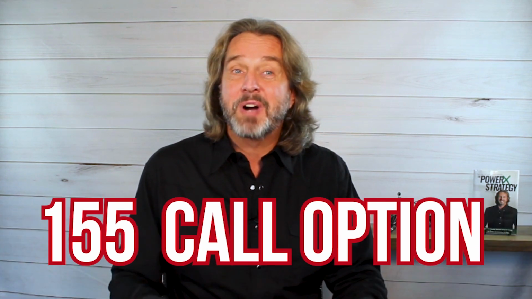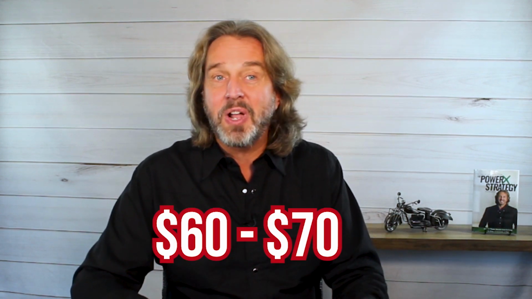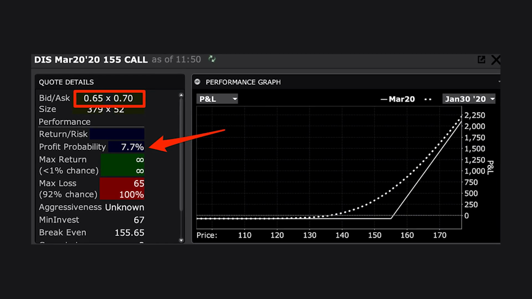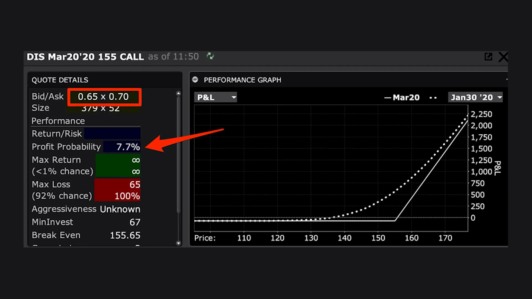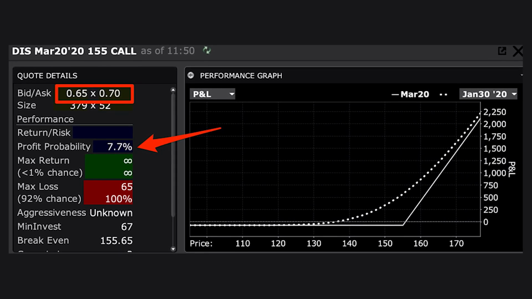Now, most people then look for a cheaper option. So you could look at the 155 call option. It only costs between 65 cents and 70 cents. So you only need $60 to $70 to buy this option. And with a $500 account, that's possible. But take a look at the profit probability. It went down from 42% to only 7.7%. So yes, the option is cheaper and more affordable, but the chances of making money with the option are slim to none.